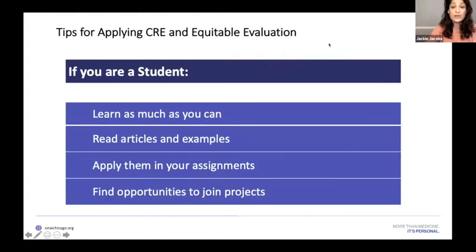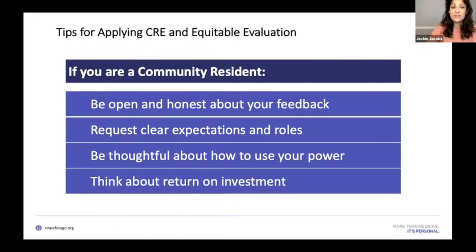If you're a student, learn as much as you can, read articles, try to apply them in your schoolwork, and find opportunities to join in on projects that leverage these approaches. If you're a community resident, be open and honest about your feedback. The evaluation team is counting on you for your input. Request clear expectations and roles. You have power and agency. Be thoughtful about how to use that. And finally, think about what is a good use of your time and what the return on investment is for you. It's okay to push the evaluation team to demonstrate the value.